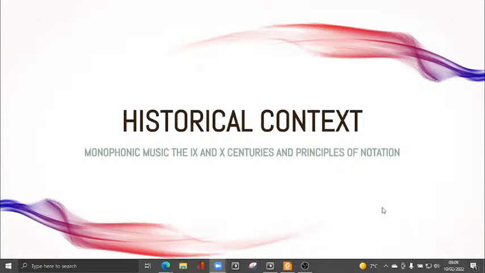Historical context. Monophonic music of the 9th and 10th centuries and principles of notation. That is exactly when music notation started. Before it was the era of memory. Music was not notated in the 9th century. From there until the beginning of the 20th century, the 1930s more or less, is the era of notation. After that, it's the era of sound.